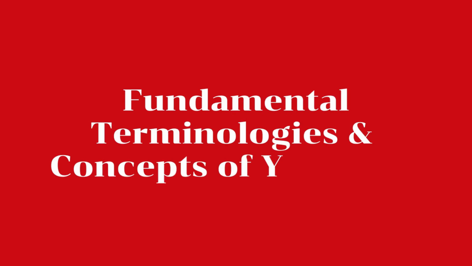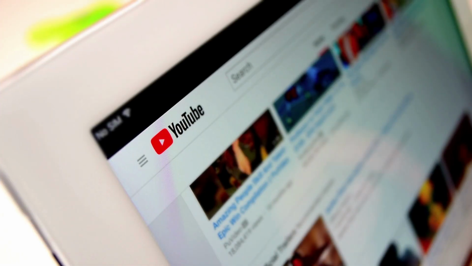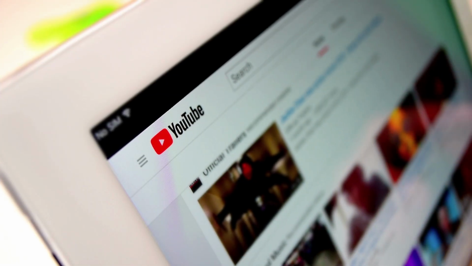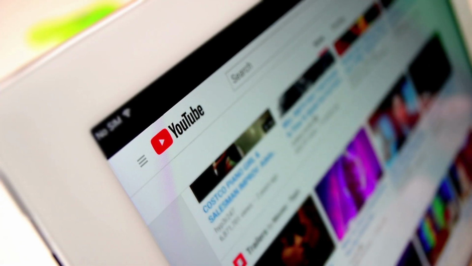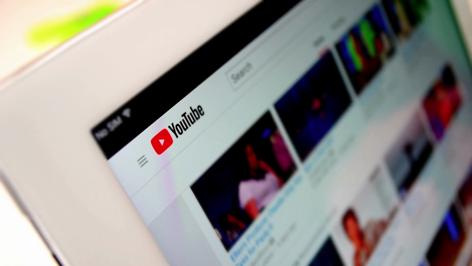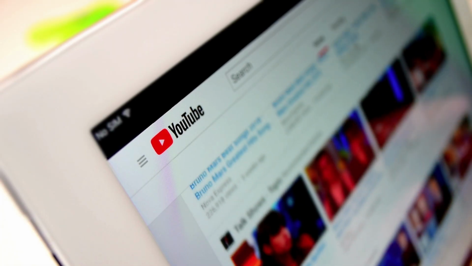Fundamental terminologies and concepts of YouTube. There are a few definitions and terminologies that we need to cover before we proceed any further. Don't worry, they are simple, but you need to understand them as these metrics are used by YouTube to assess the quality of the uploaded videos.